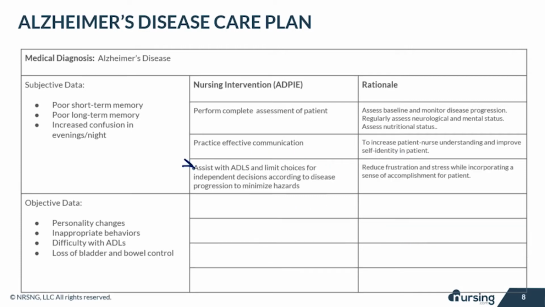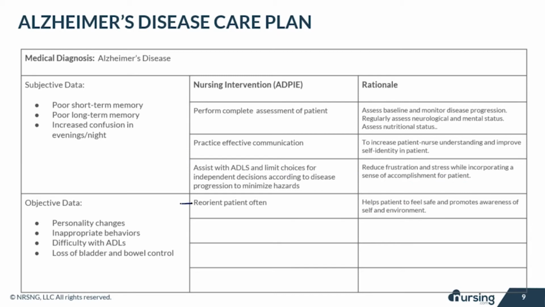Next, you want to make sure that you assist with ADLs and limit choices for independent decisions according to disease progression to minimize hazards. So our number one goal is we want to keep them safe, right? So try to reduce frustration. You don't want them to get frustrated and angry. Reduce their stress, and also this is going to help incorporate a sense of accomplishment for the patient. They can feel like they're actually able to do things for themselves.